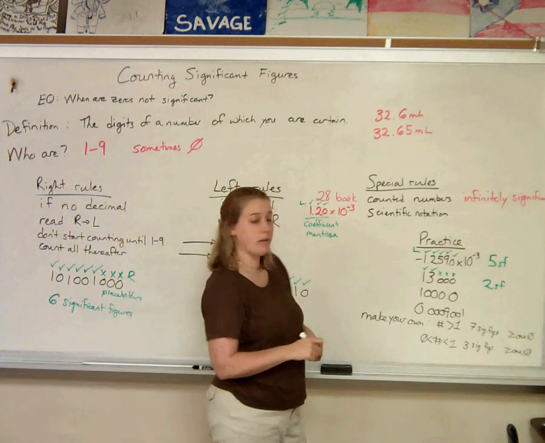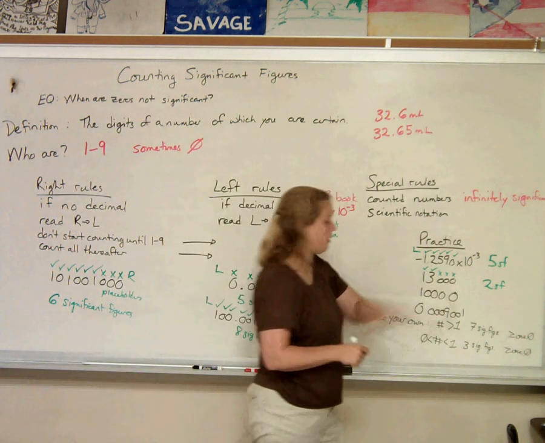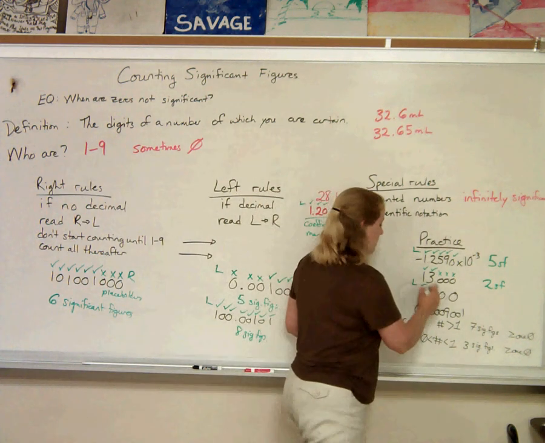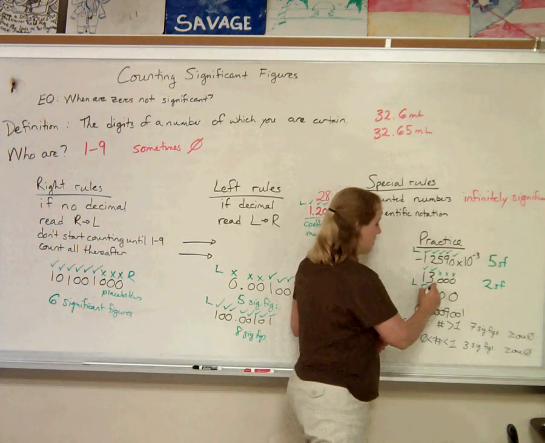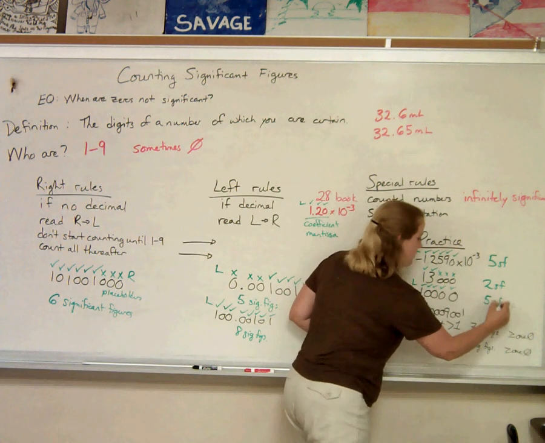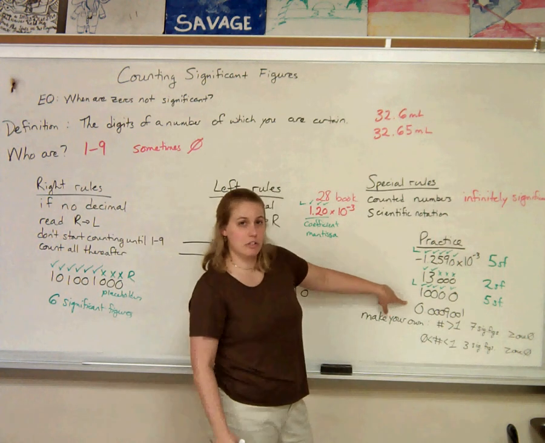Which way are we going to read this? Does it have a decimal? Yes, it has a decimal. Therefore, we're going to read it from the left. The 1 is significant, which means everybody's significant. This number also has 5 significant figures. All right, take a couple seconds and try this one.